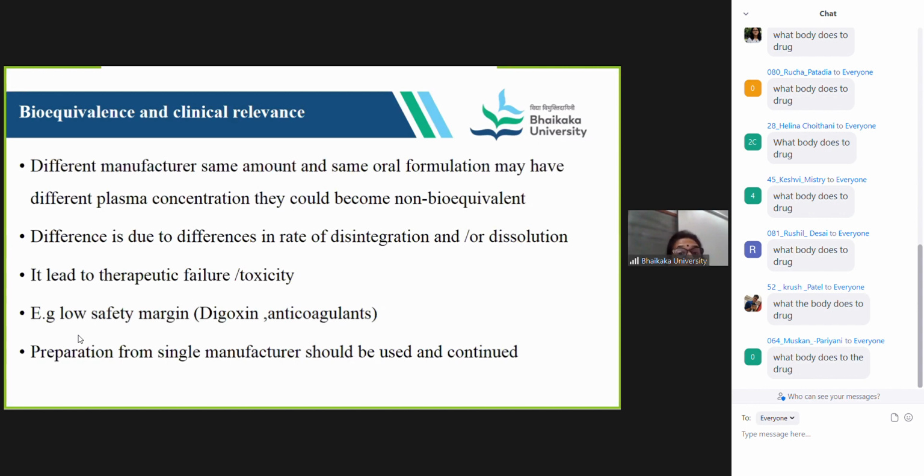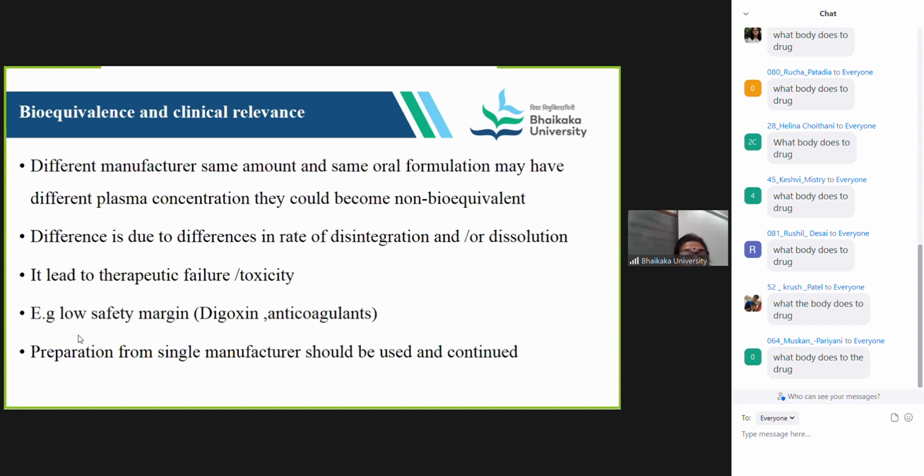Okay. So how come it is non-equivalent? Because there is a difference in the first factor, disintegration and dissolution. There may be different times taken for the disintegration of the drug, maybe for the dissolution. So here only there is a mismatch. It leads to therapeutic failure sometimes, because the plasma concentration that is wanted may not be achieved by the other brand. So that they are non-equivalent.